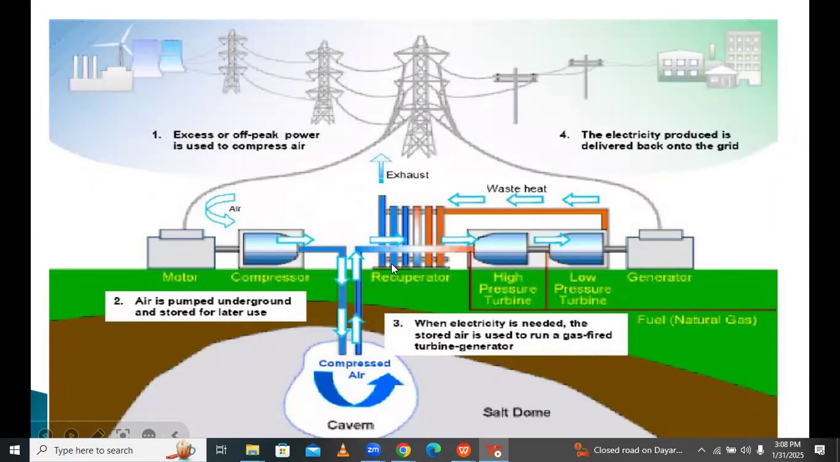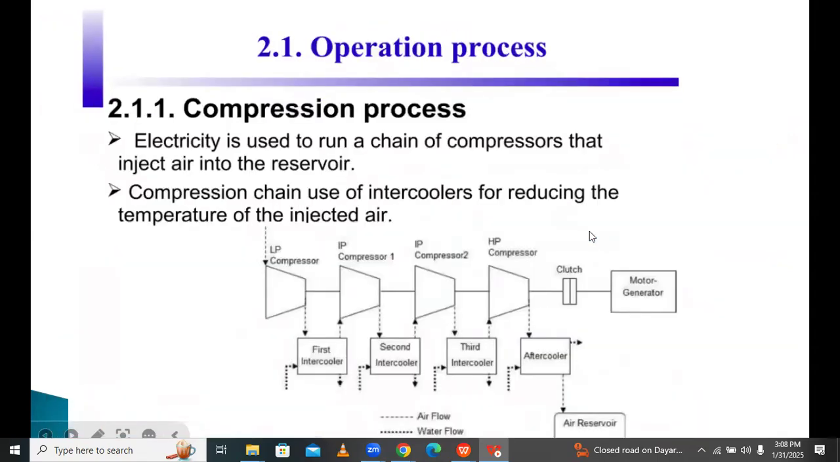Under heavy load condition, the compressed air can be used to generate electricity. That is called discharging; so, charging and discharging. This is called a compressed air energy storage system. There is a motor and a compressor, and under light load condition we take the electricity from the grid and store the energy here. Under heavy load condition, it acts as a source, and by using high pressure turbines and low pressure turbines we generate electricity and feed it to the grid again. So charging and discharging. This is called a compressed energy storage system.